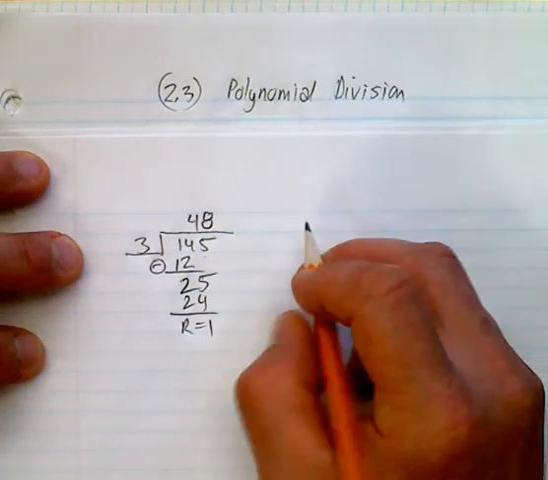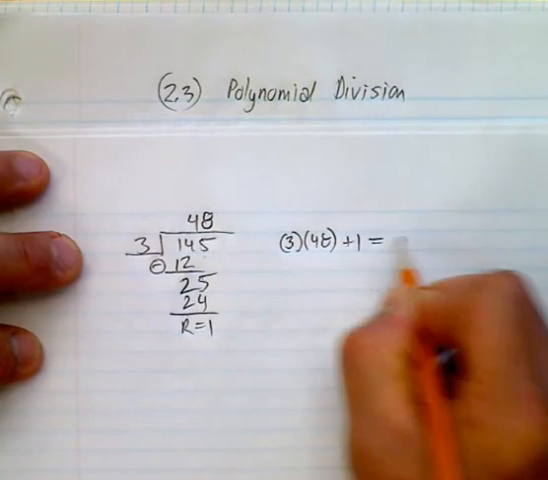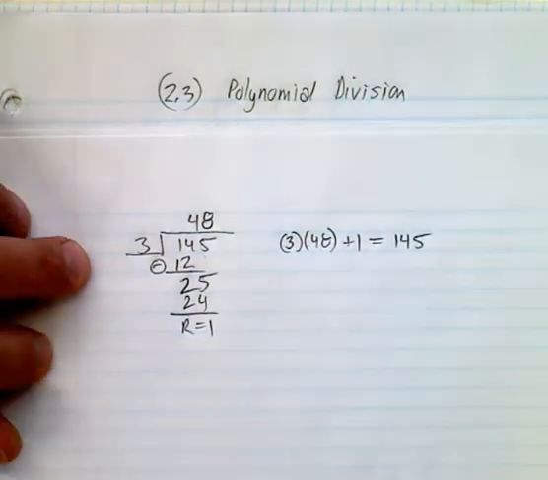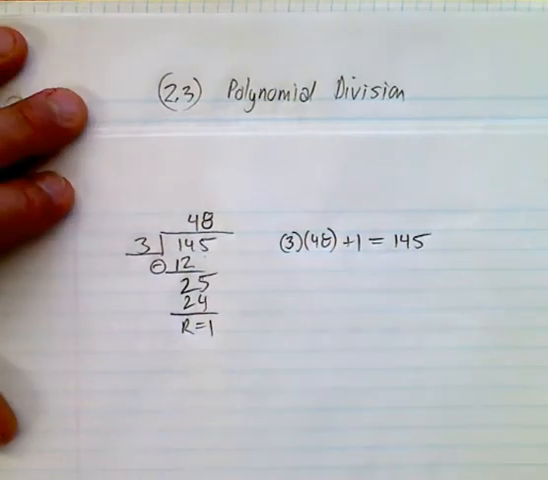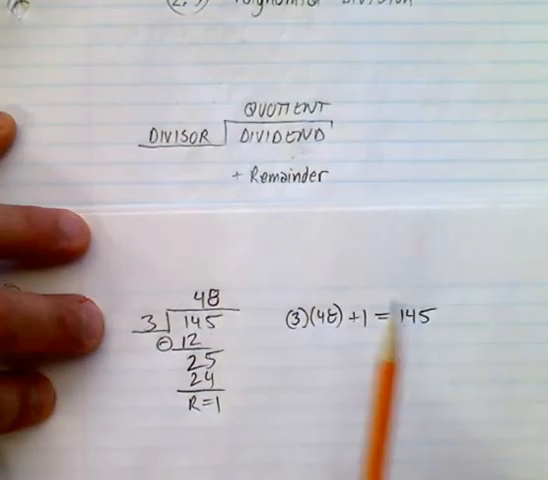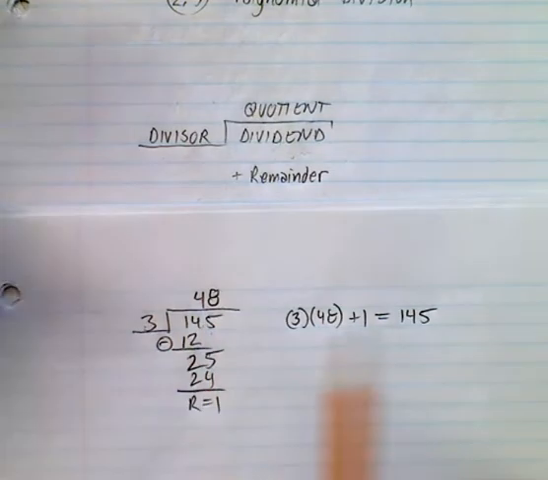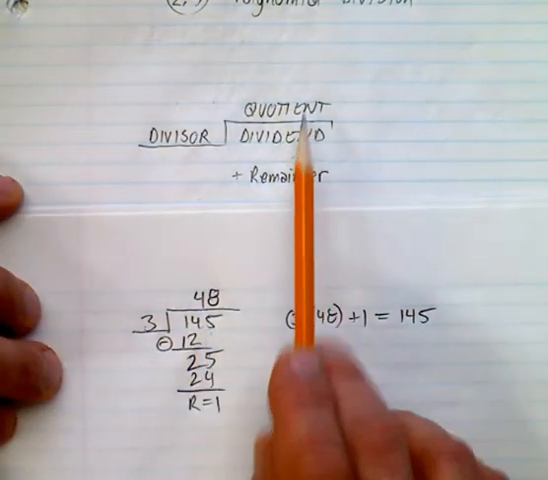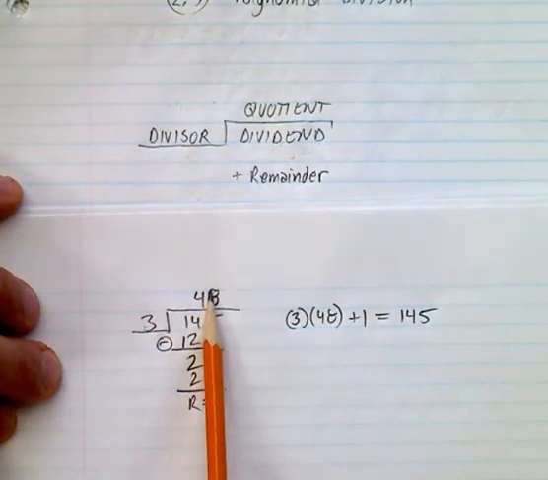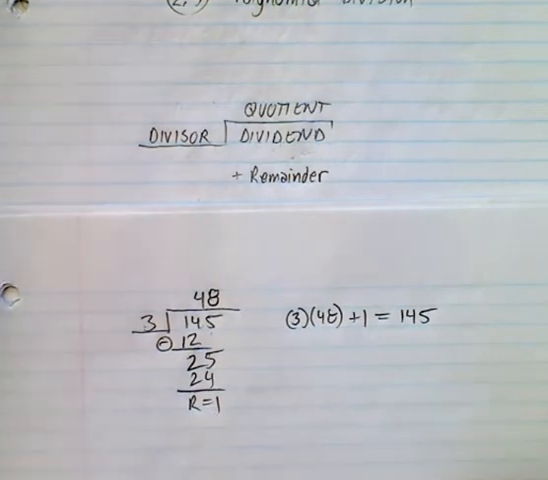And one way to write this would be 3 times 48 plus 1 is equal to 145, right? So this is sort of a division statement. What I'd like you to remember is these words here. The divisor is what goes in, so the 3 is a divisor. The dividend is what you're breaking down here, so the dividend is 145. The quotient is always the answer to your division up top here, and the remainder is what you have at the bottom. Now, if this happened to have no remainder, then the divisor ends up being a factor of the dividend.